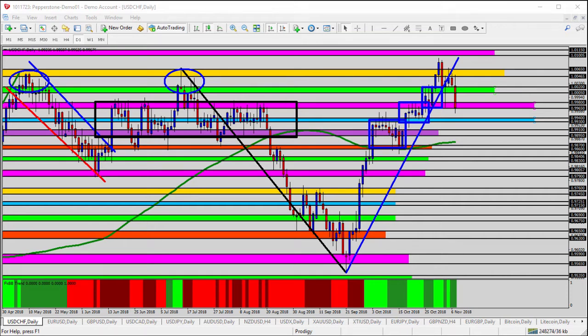Today we're looking at the USDCHF, the US dollar versus the Swiss franc. For today's trade analysis, looking here on the daily time frame, a couple of trends that we want to look at. Let's go all the way back to the left-hand side of the chart.